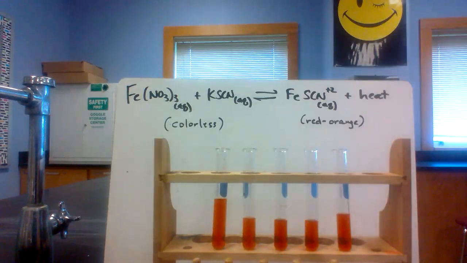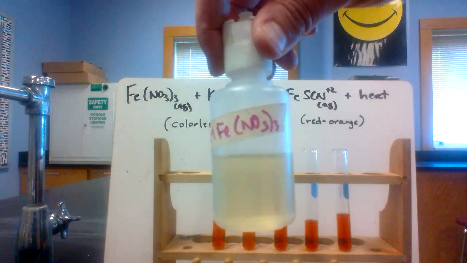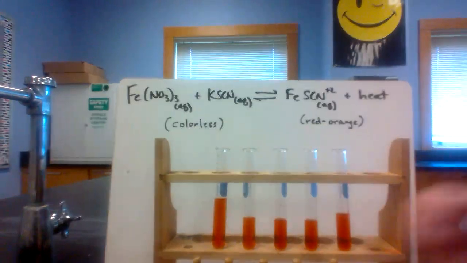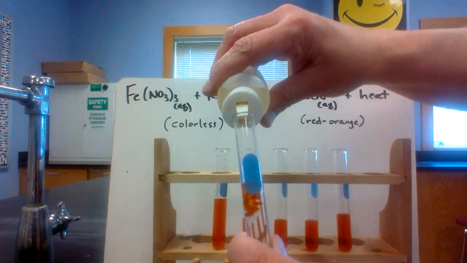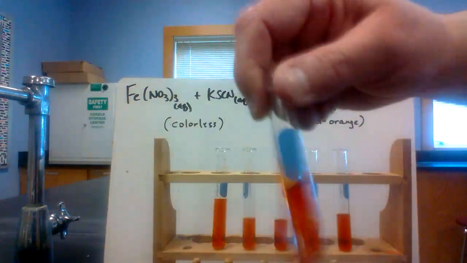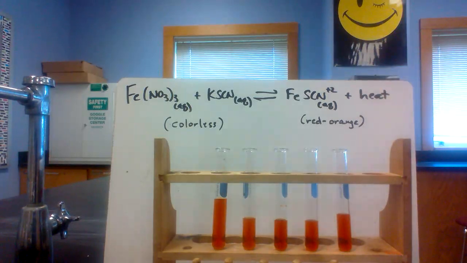And to the KSCN, I added 0.1 molar iron(III) nitrate aqueous, also 2 drops. So I'll do that right here. Okay, we shake it up, and we get the system that is shown on the whiteboard there. Okay, so I have that already set up for you. I just wanted to show you where that came from.